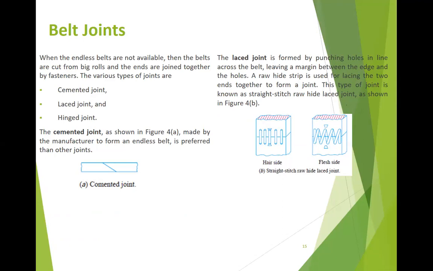Cemented joint, as shown in figure 4A, is made by the manufacturer to form and is preferred over other joints. The lace joint is formed by punching holes in the ends of the belt, leaving a margin between the ends and the holes. A rawhide strip is used for lacing the two ends together to form a joint. This type of joint is known as a straight stitch rawhide lace joint, as shown in figure 4.